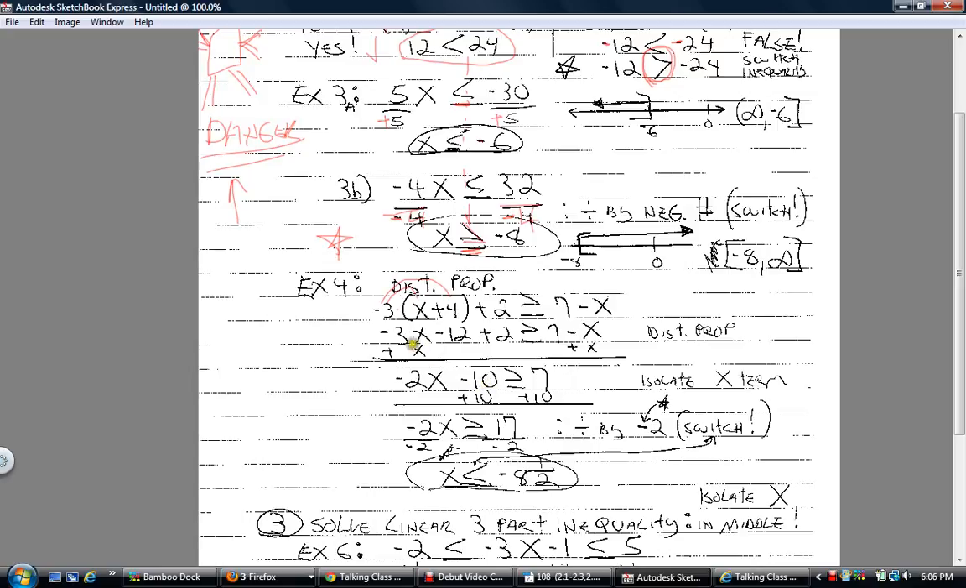and then I looked at the negative 3x and the negative x. I added x to both sides, and when I did that, here's the 7. I got my negative 2x minus 10 is greater than or equal to 7.